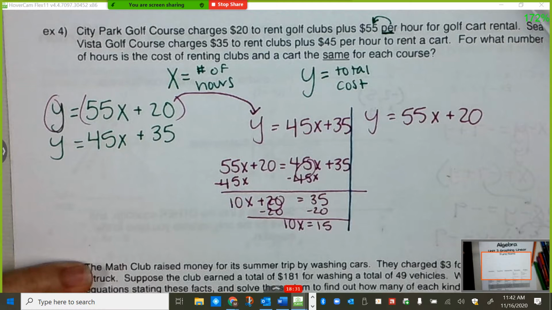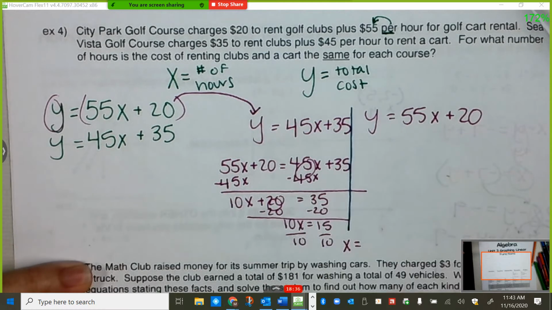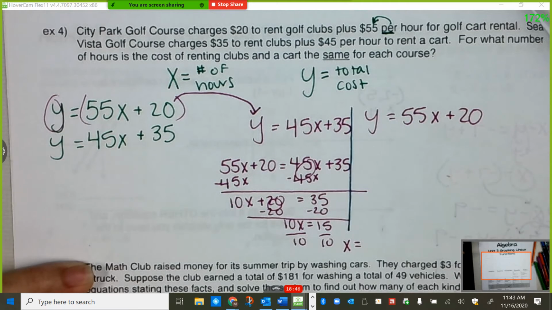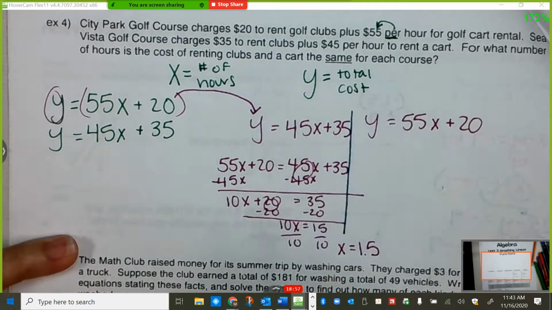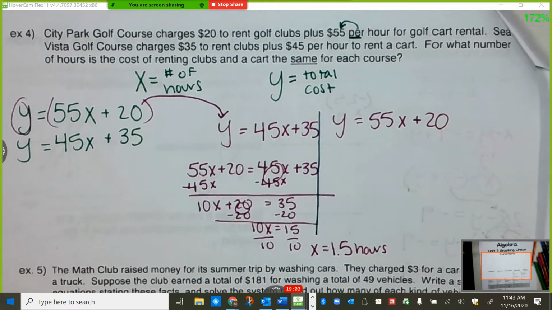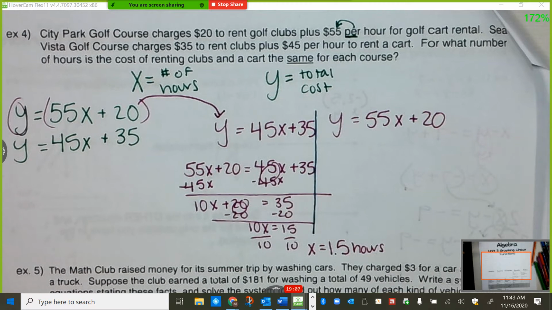Now what? Divide by 10. And what does x equal? 15 divided by 10. What's 15 divided by 10? 3 over 2. But do you ever ask anybody like, hey, what time? And they're like, oh, 3 over 2 hours. Would that be the answer? So what would it be as a decimal? 1.5. And then x represents hours. So we know in 1.5 hours, we'd write out in 1.5 hours you complete the same cost.